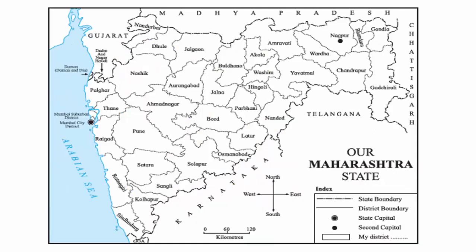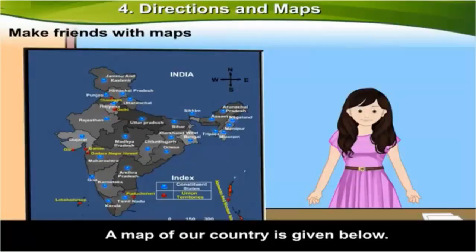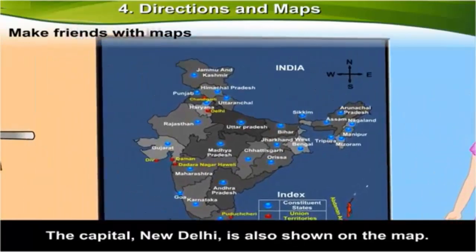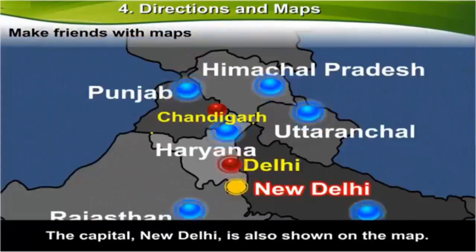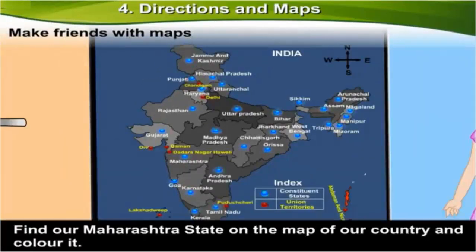Now students, look here. A map of our Maharashtra state is given. The different districts are shown in it. The map also shows that Mumbai is the capital of our state and Nagpur is the second capital. A map of our country is given below. The capital, New Delhi, is also shown on the map. Find our Maharashtra state on the map of our country and color it.